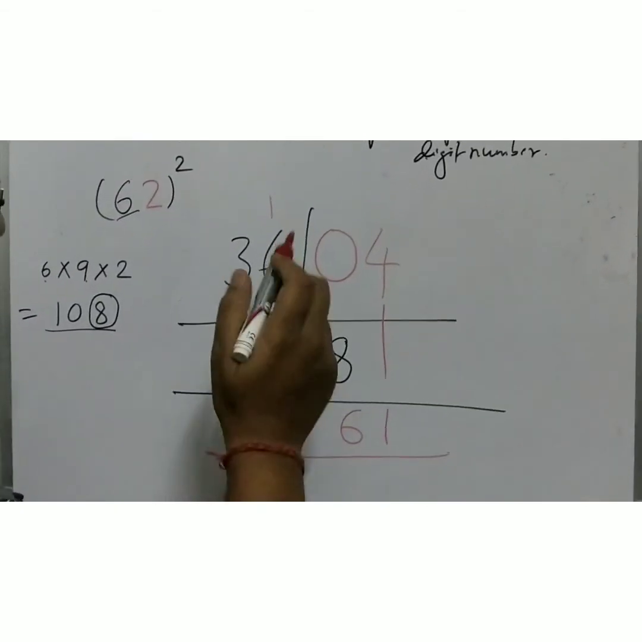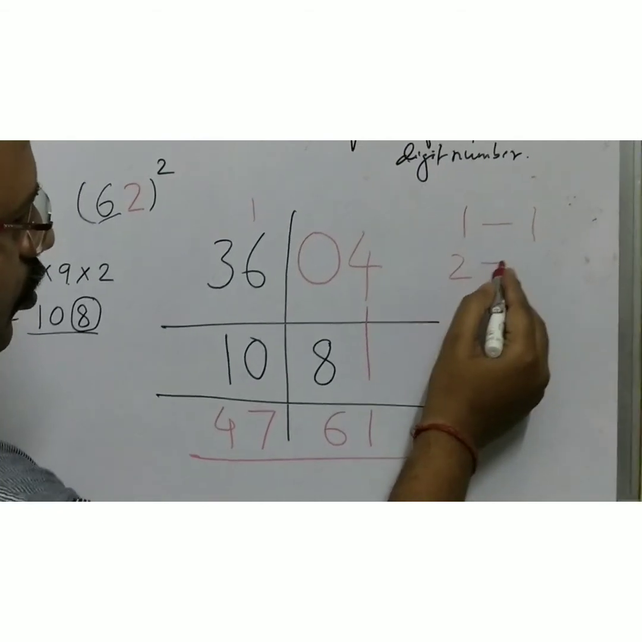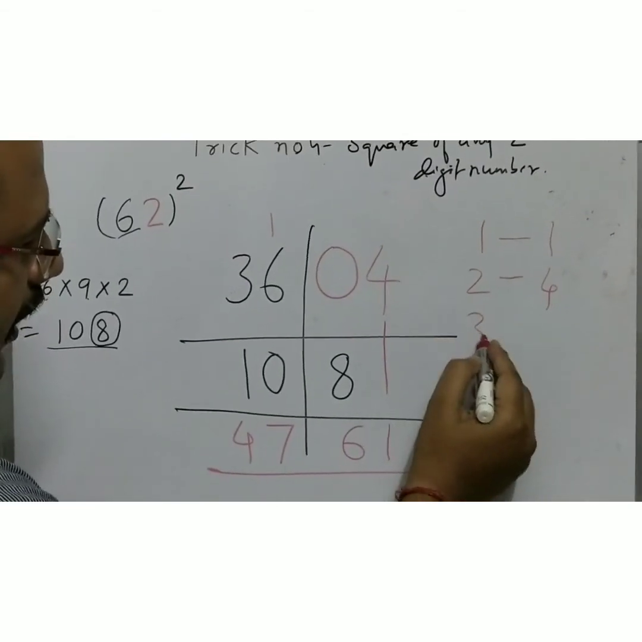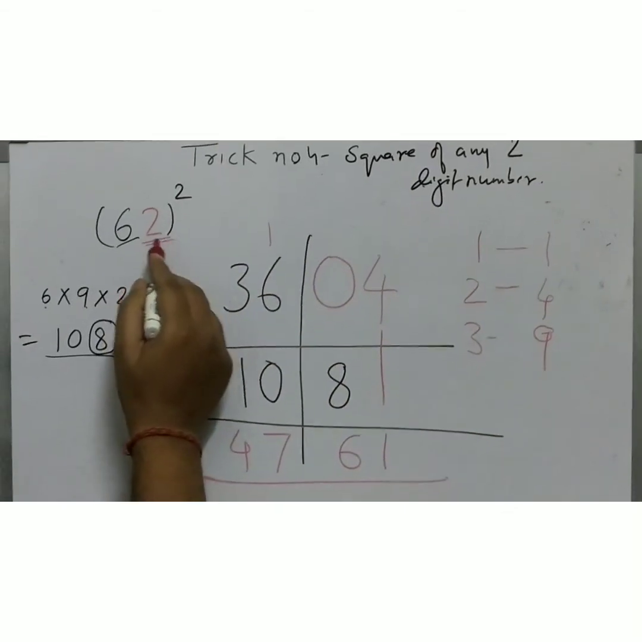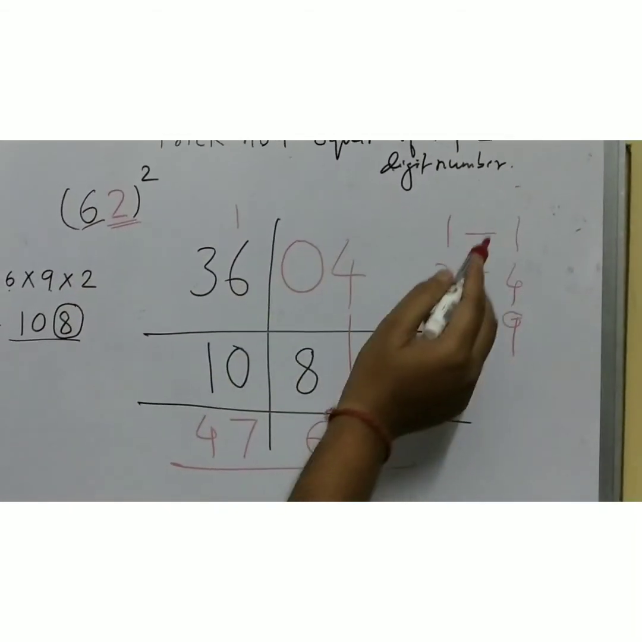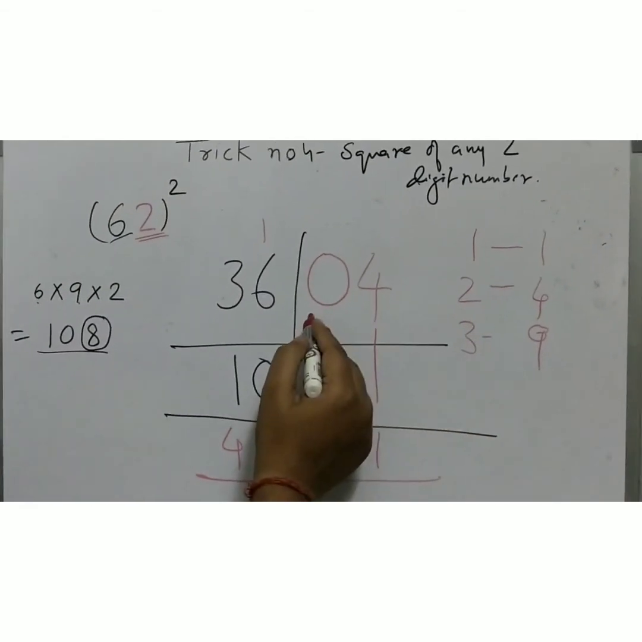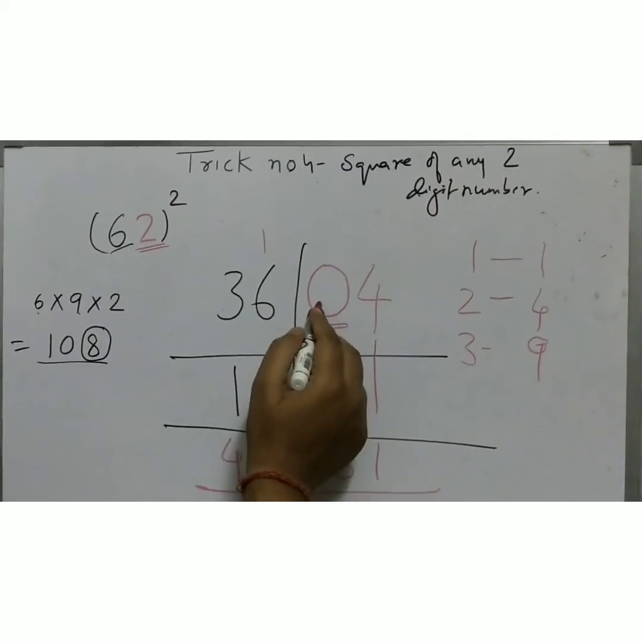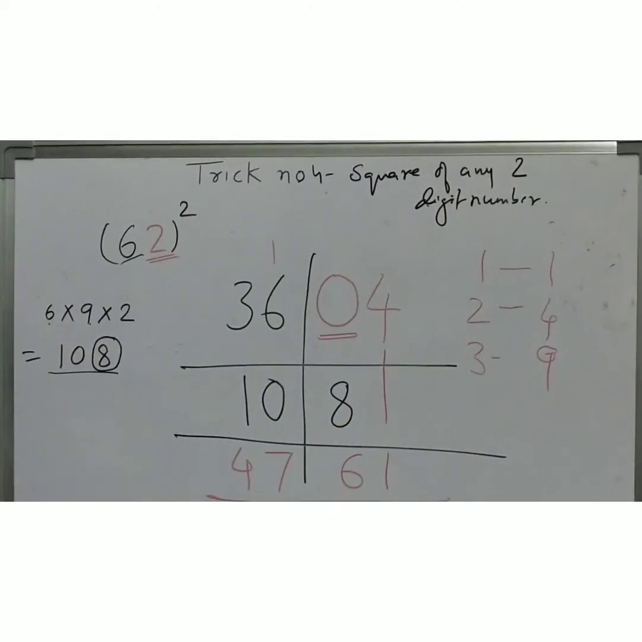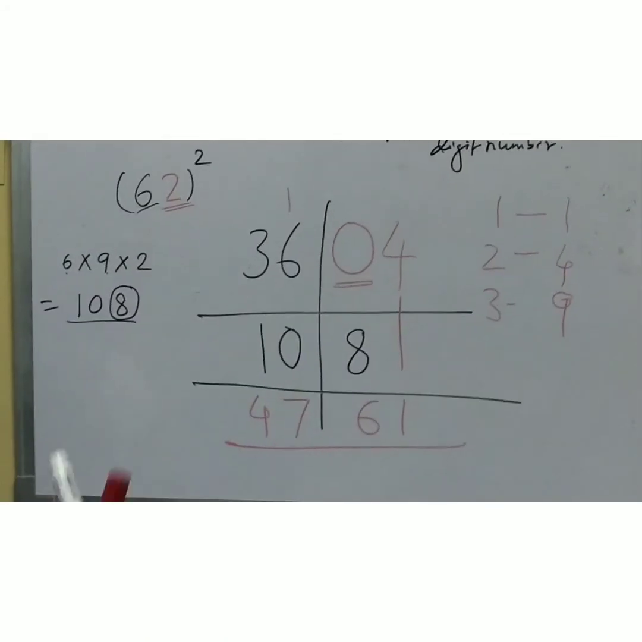And which will be those numbers? 1, 1 square is 1. 2, 2 square is 4. And 3, 3 square is 9. So whenever the last digit is either 1, 2 or 3, and their squares are single digit numbers, always remember you have to write a 0 in front of it. If you don't write 0, you are going to end up with a wrong calculation. So this was our trick of the week.